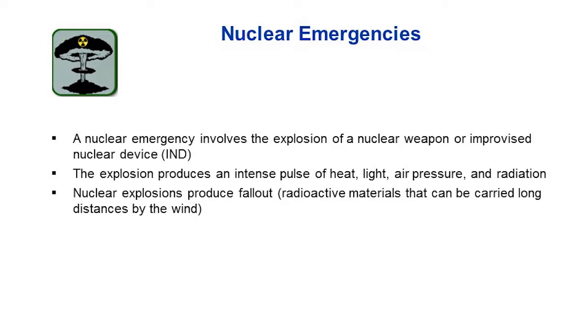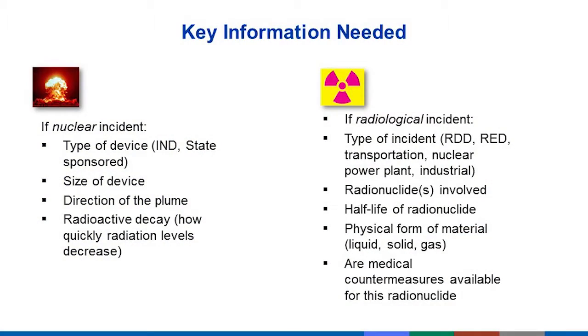A nuclear emergency, on the other hand, involves explosion of a nuclear weapon or improvised nuclear device. And you can think of Hiroshima and Nagasaki. Those were nuclear emergencies. In that case, the explosion produces an intense pulse of heat, light, air pressure, and radiation. And they also produce fallout. And fallout is radioactive materials that can be carried long distances by the wind.